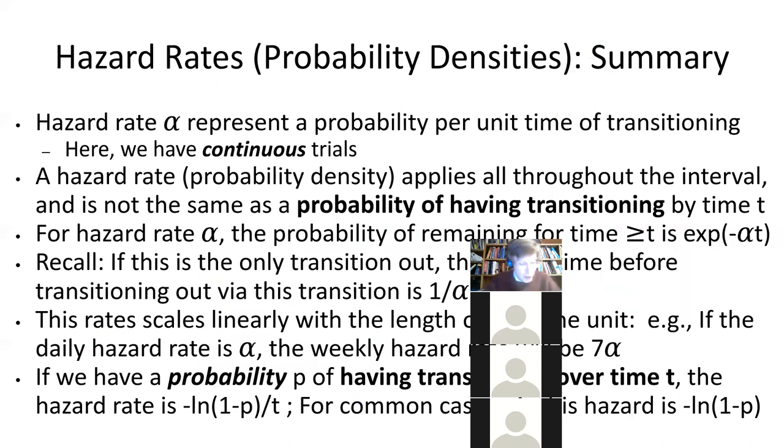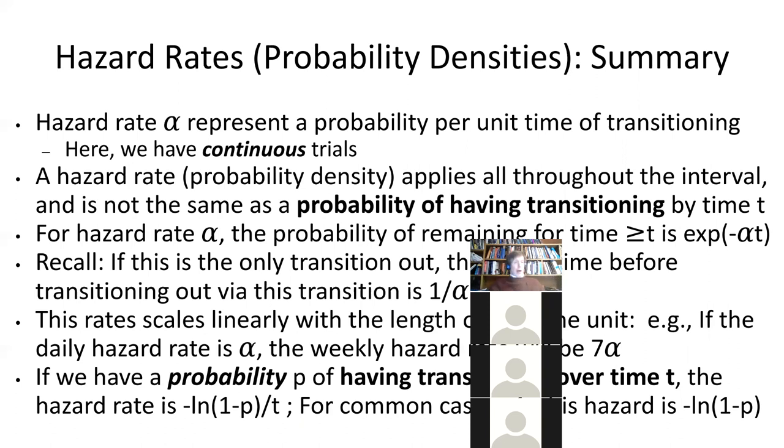Beneath the surface for system dynamics, the model is simulating time in very, very small time steps. It's trying to get very close to the true answer by simulating very small periods of time. Numerical integration is what's going on. Now, hazard rates, these things like alpha, represent probabilities per unit time of transition.